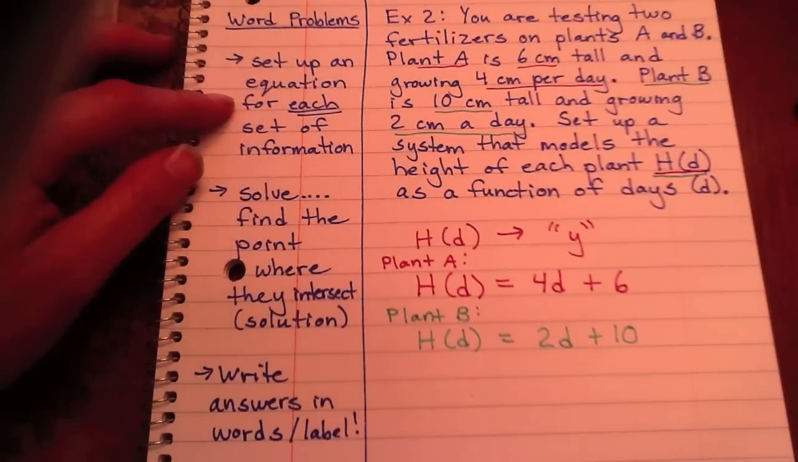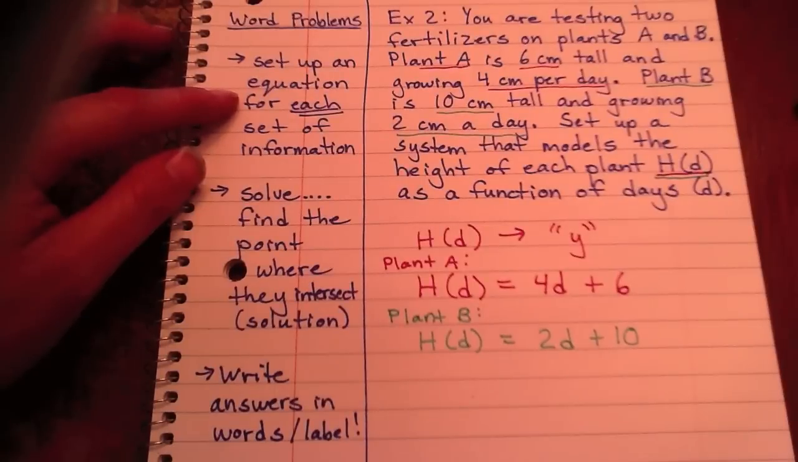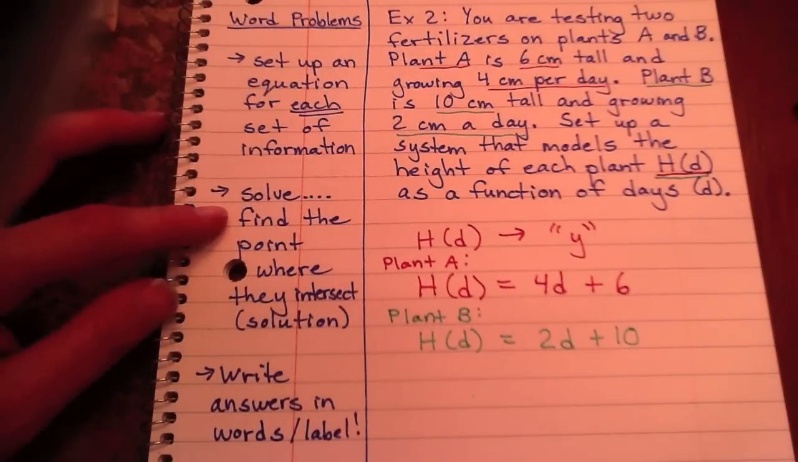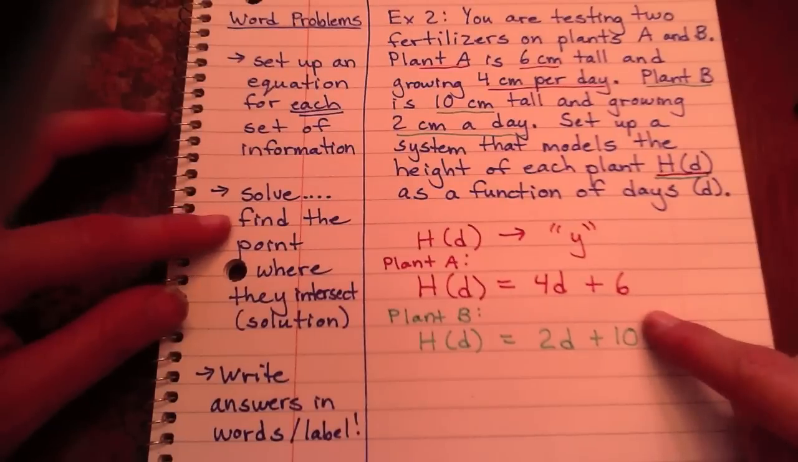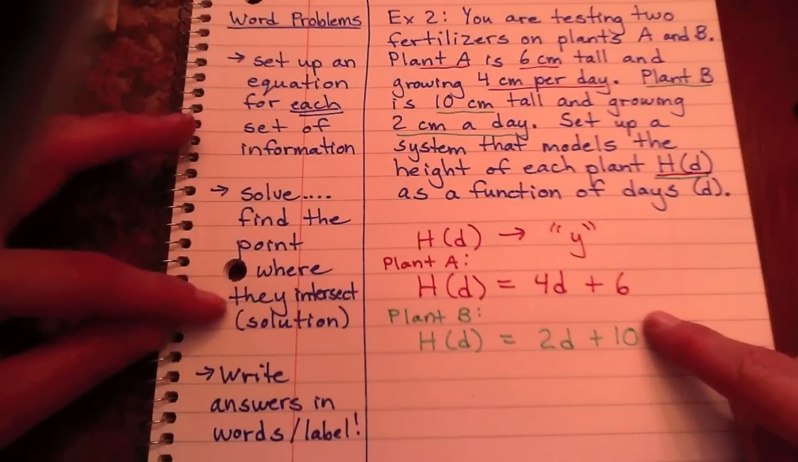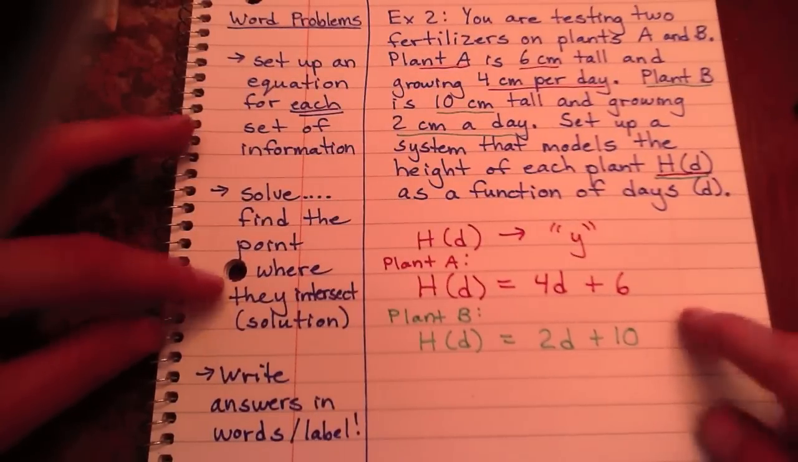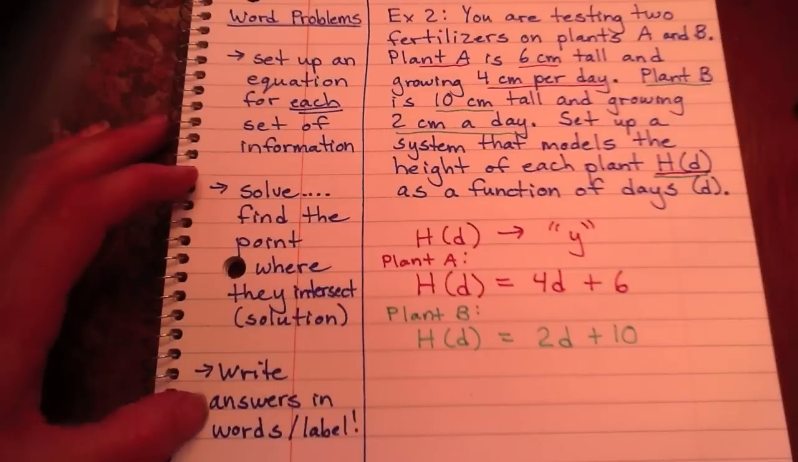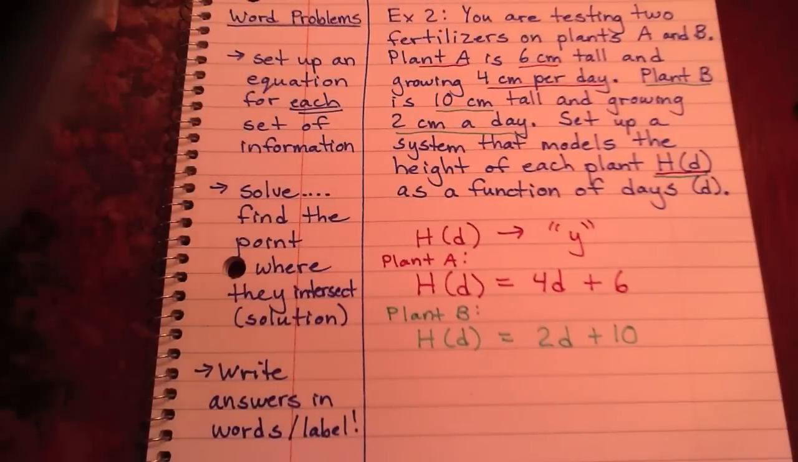So for this year, most of the time, unless I'm giving you some kind of challenge, you're just going to be given 2 sets of information each time. And then you're going to solve once you set up those equations, and you're going to find the point where they intersect, which is your solution. And then you write your answers in words and label them always. Hit pause, hit play when you're ready to move on.